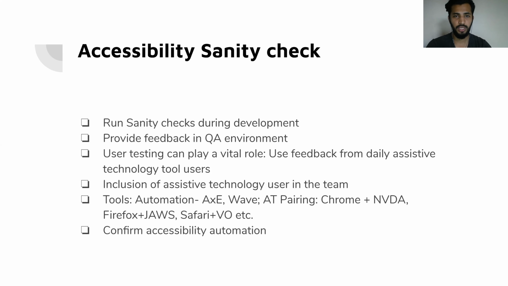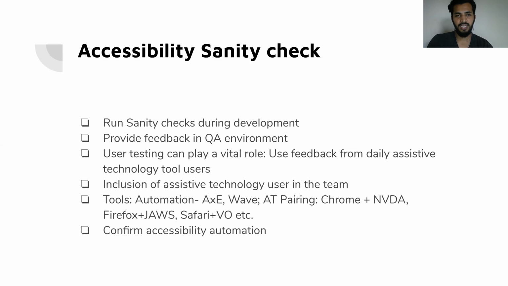Also, one more thing we can make sure during the sanity check is whether the accessibility automation, which should have been outlined already during the accessibility acceptance criteria, is being performed by the developers or not. Because we have to make sure accessibility is always in the mind of developers while they are developing the product.